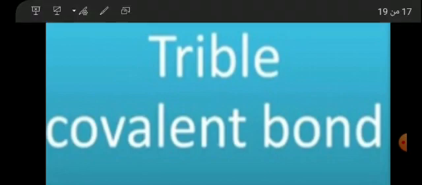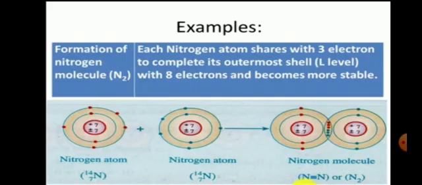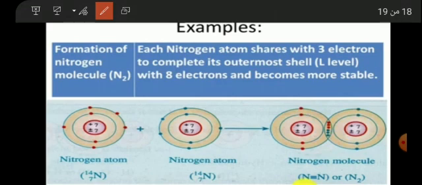Next I have the triple covalent bond. What does triple covalent bond mean? I said in the single bond the atom shares 1 electron, in the double bond the atom shares 2 electrons. What about the triple? It's very clear: the atom shares 3 electrons. Why? To complete the outermost energy level. Why? To become, kids, more stable.